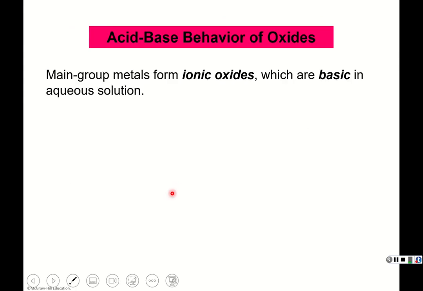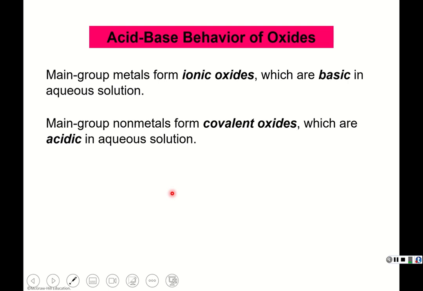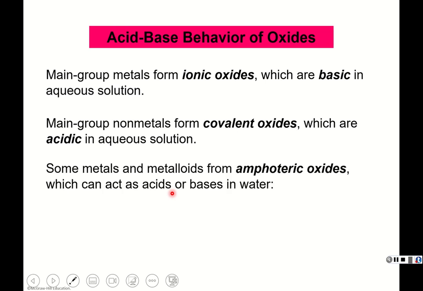Okay. And if we just in general talk about acid-base behavior of oxides, main group metals form ionic oxides, which are basic in aqueous solution. Main group nonmetals form covalent oxides, which are acidic in aqueous solution. So if you have a main group metal, that's going to form ionic compounds with oxygen, and a main group nonmetal forms covalent compounds. All right, and that's why we discuss them and term them as basic or acidic.